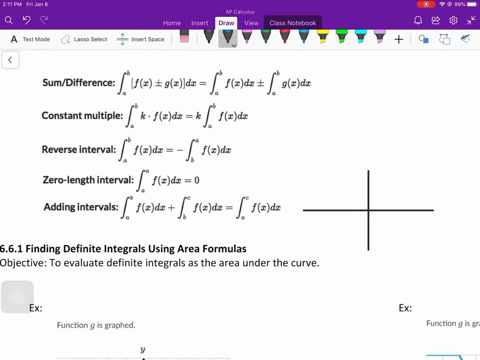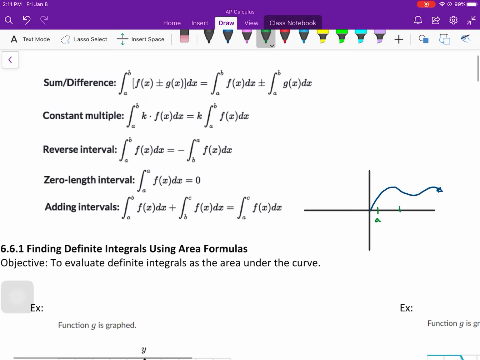If you have, let's draw some graph here. Let's just say this is a, b, and c. Remember the integral, let's start with a to c. That integral is going to give you the area under the curve from here to here. So what this is saying is we can break it up. We can say, hey, let's do the integral from a to b, as long as b is between a and c. Wouldn't make sense otherwise.